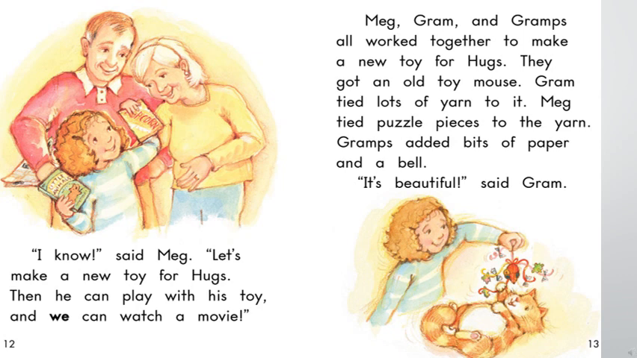I know, said Meg. Let's make a new toy for Hugs. Then he can play with his toy, and we can watch a movie. Meg, Graham, and Gramps all worked together to make a new toy for Hugs. They got an old toy mouse. Graham tied lots of yarn to it. Meg tied puzzle pieces to the yarn. Gramps added bits of paper and a bell. It's beautiful, said Graham.